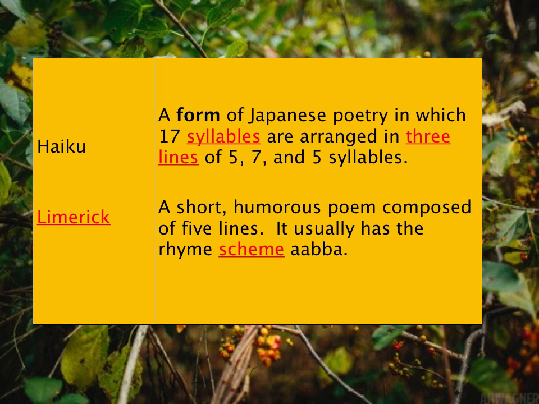So here, our next form that you'll see a lot is called haiku. Haiku is a form of Japanese poetry in which 17 syllables are arranged in 3 lines of 5, 7, and 5 syllables. The important thing about haiku is that sometimes it's translated from Japanese, so the syllables are not exact, but it's a tiny little poem that usually looks like the first line is a little shorter, the second line's a little longer, and the third line is a little shorter again. We'll see an example of one of those later.